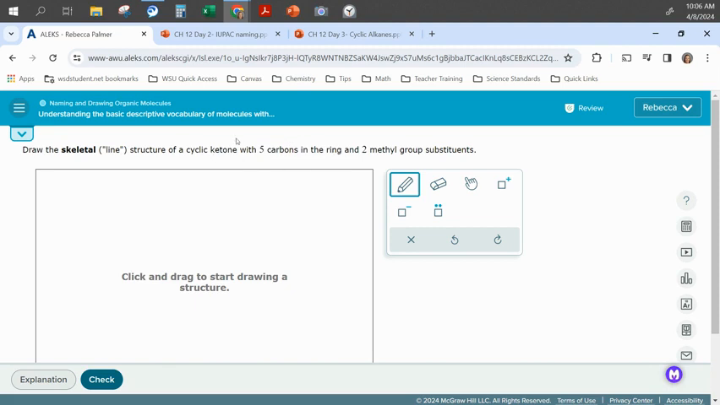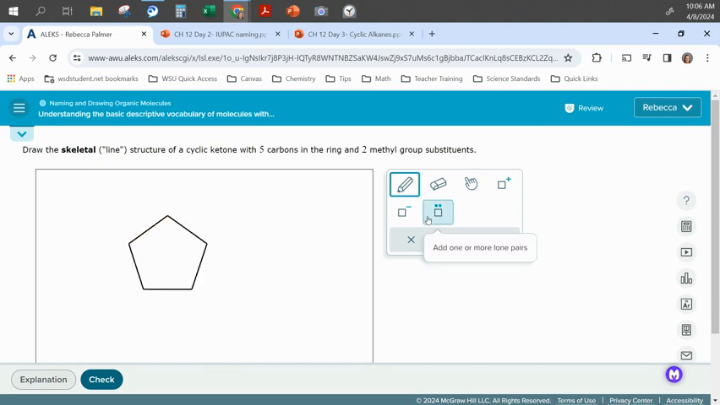The first thing is 5 carbons in the ring. So I'm going to start. I'm going to do my best. This might be one where Alex is kind of picky, so I'm going to do my best at making a beautiful ring. Oh, it's going to fix it for me. Great.